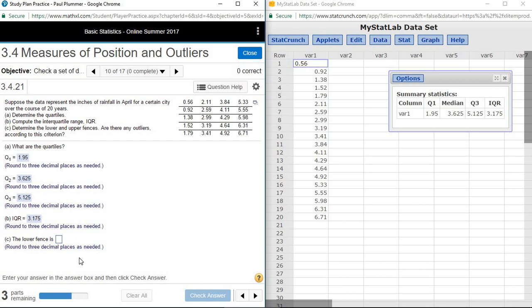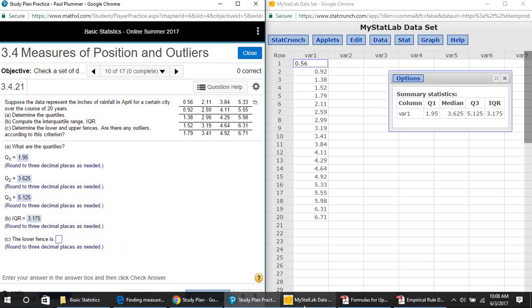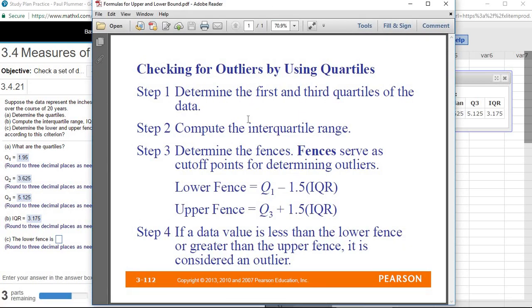Now, the next part of this question asks for the lower and the upper fence. That is something that StatCrunch cannot calculate for you. To do those, you're going to have to use formulas. And so this particular slide shows you the formula for the lower fence and the upper fence.